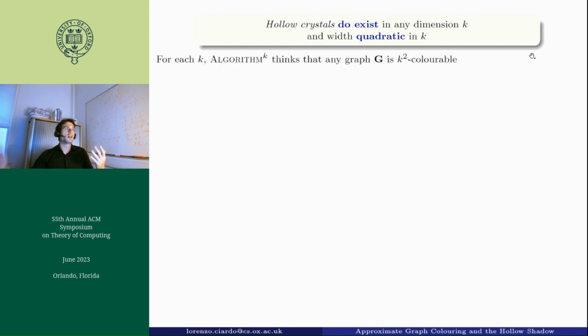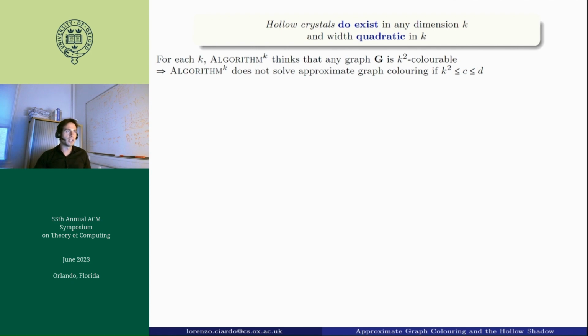So this means that we can use this hollow crystal, or this crystal with a hollow shadow, as a certificate that the K level of the algorithm accepts our graph. So this means that the K level of the algorithm thinks that any graph is K-square colorable. This K-square is the same as the width here, so quadratic in K. And by considering again cliques, we immediately have that the K level of the algorithm does not solve approximate graph coloring, provided that C is at least K-square.